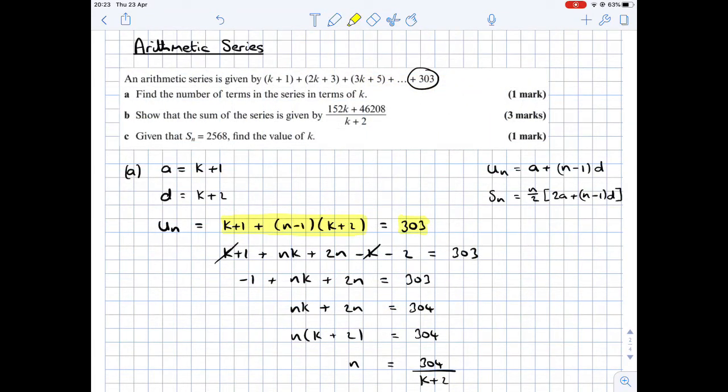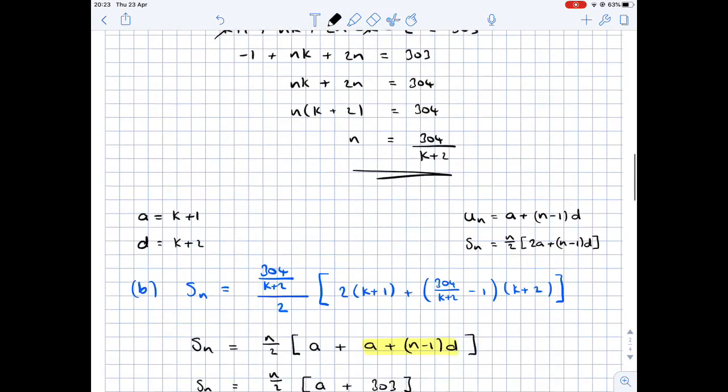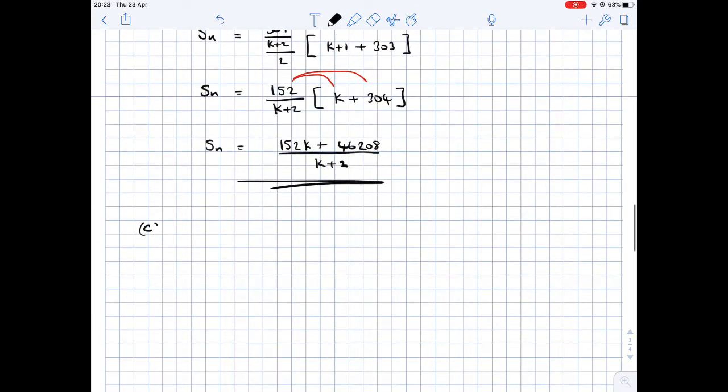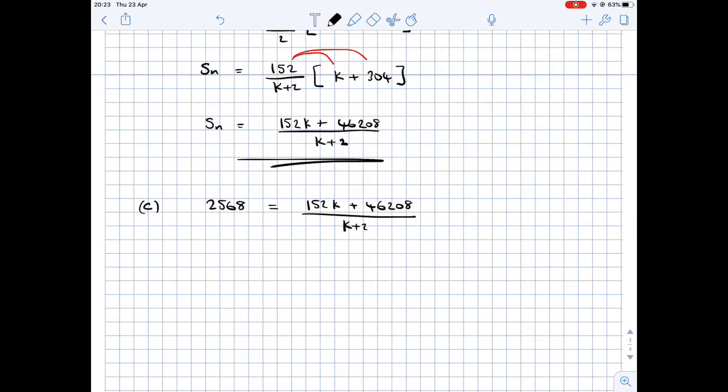Now, on to part C. Part C tells us what the sum of the first n terms is. It is 2,568. So, now we can go back down, and we know that 2,568 is equal to 152k plus 46,208 all over k plus 2. Expanding this out, so 2568 times k plus 2 is equal to 152k plus 46,208.